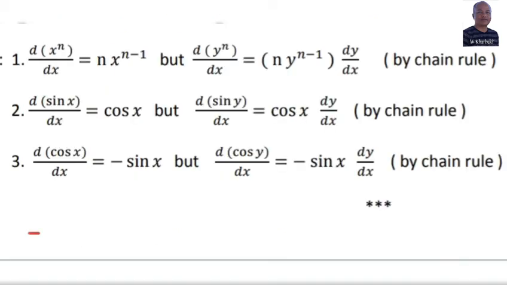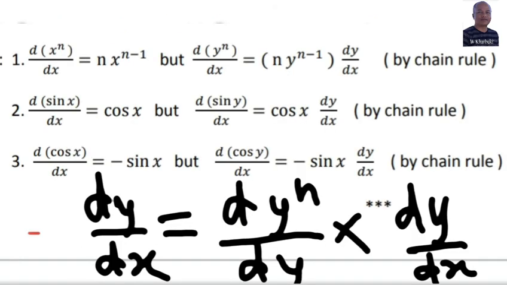So take example number 1. You have the derivative of x to the power n with respect to x. That will be equal to n x to the power n minus 1. So that is a formula. But what will happen if in the place of x to the power n you have y to the power n with respect to x? That will not be there in the formula.